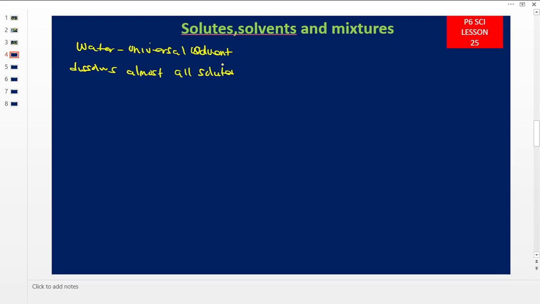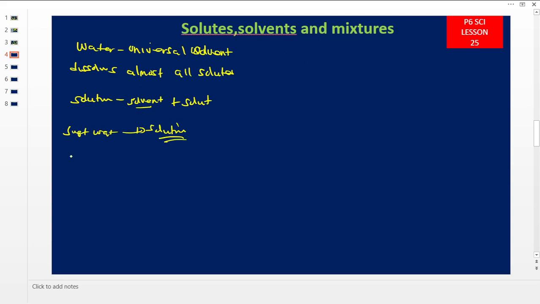Now let us take this one. So what is a solution? A solution is a mixture of a solvent and a solute. Like when I have my sugar, then I add water, then what I'm getting is called a solution.